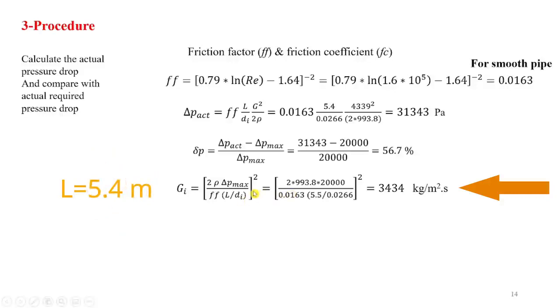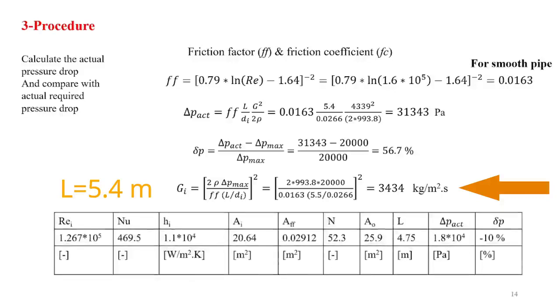If you substitute now with delta P max equal to 20,000, the friction factor that we found earlier, and the length of the heat exchanger, which is about 5.5, you will get a new value for G. Now once you get a new value of G, you can proceed and find the Reynolds number, the heat transfer coefficient, the overall heat transfer coefficient, the heat transfer area, the number of tubes, the length of the heat exchanger, and delta P actual, and see how different delta P actual is from delta P required or the allowable pressure drop.